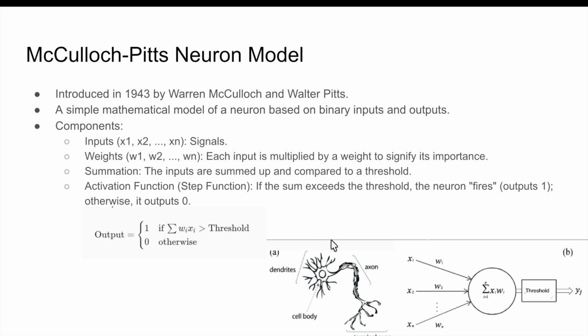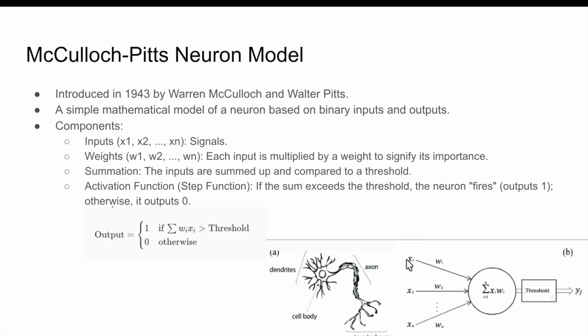Other characteristics are that the inputs and outputs are binary, as we said. It uses a hard threshold. So the threshold given over here is set by the user. It could be 1, it could be 2, it could be 3, whatever the threshold is. It is a hard set threshold.